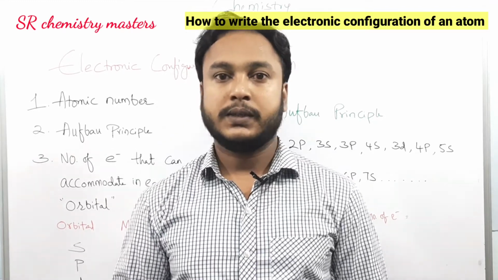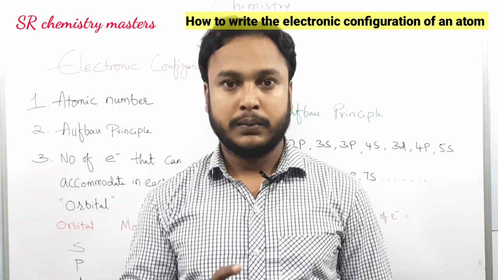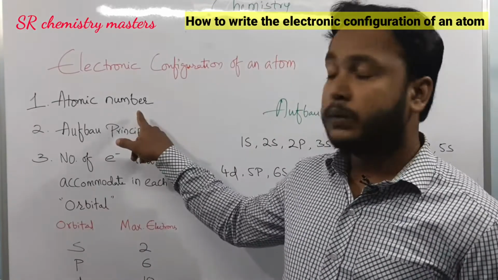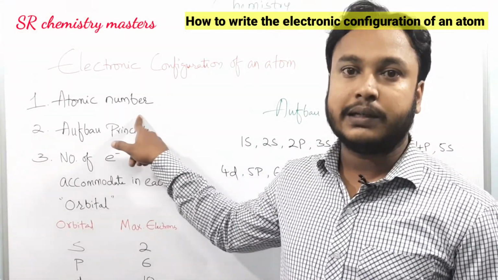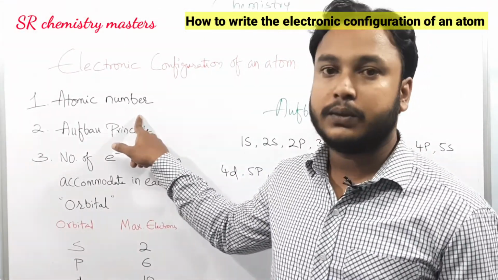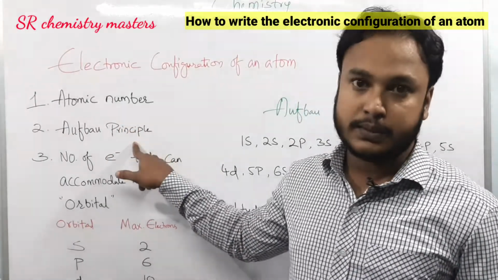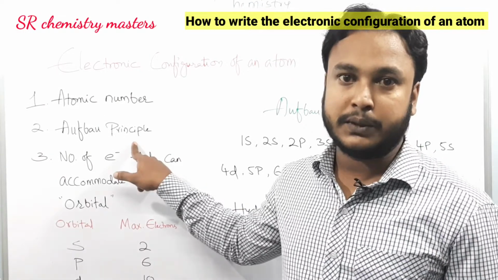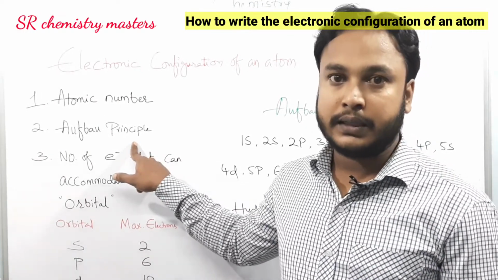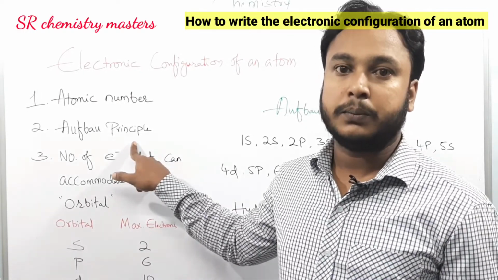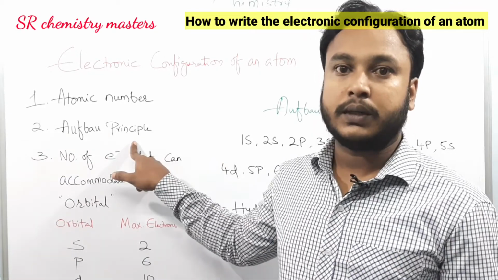The first and foremost thing which you require is the atomic number. If you know the atomic number of an atom, you can write the electronic configuration. The second thing is Aufbau principle. This principle is required because it gives you the order in which the electrons should be distributed among the orbitals.